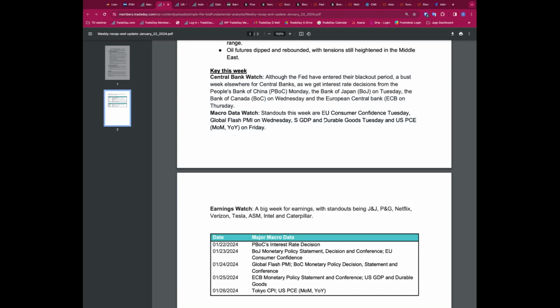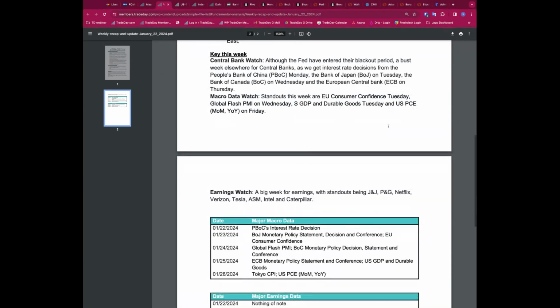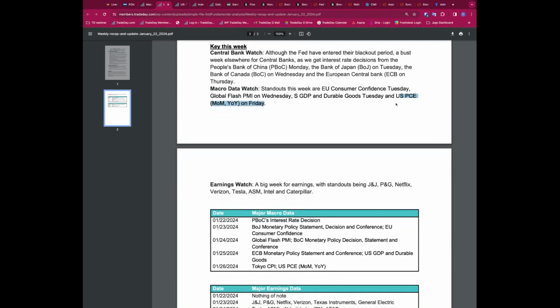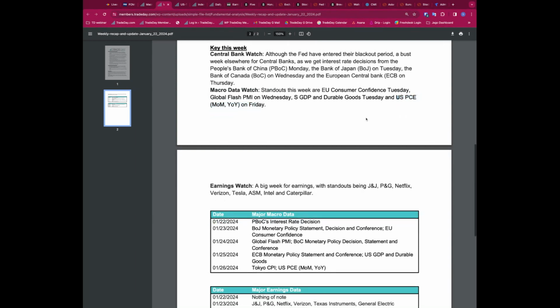On the data side, the standout is EU consumer confidence on Tuesday. Global flash PMI data, that's always important, on Wednesday. There should be a U there. That should be US GDP and durable goods, and actually that's just Thursday. That's a typo as well. That should be Thursday. And then probably the most important data of the week, the US PCE data, month-to-month and year-on-year, coming on Friday. Remember, that's the Fed's preferred inflation measure. So we're certainly keeping an eye out for that.